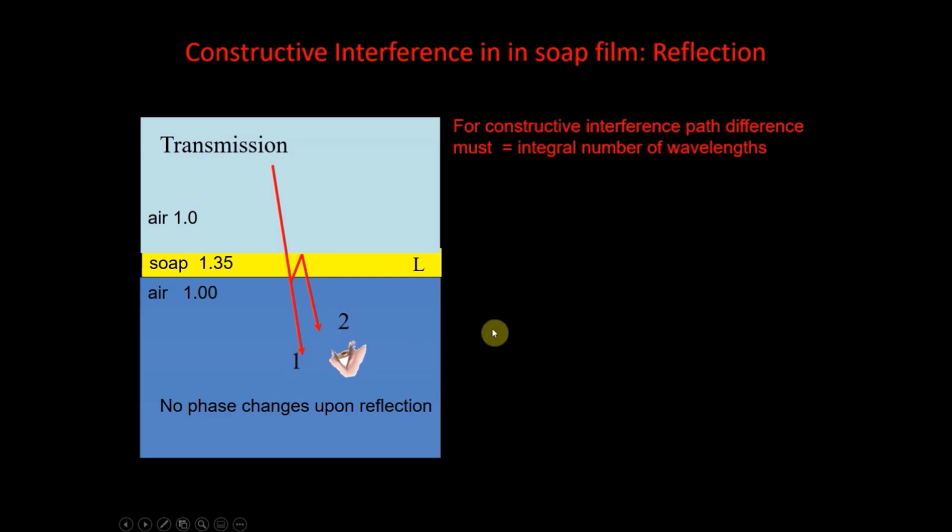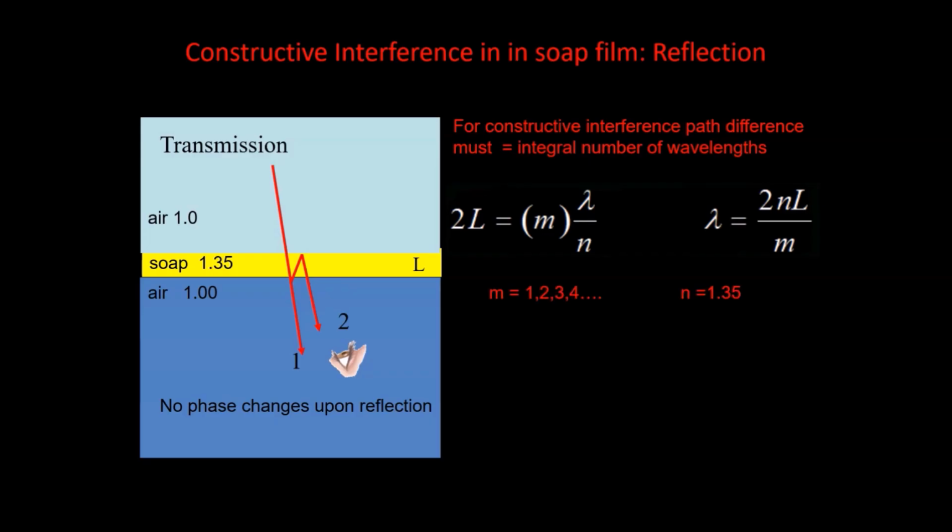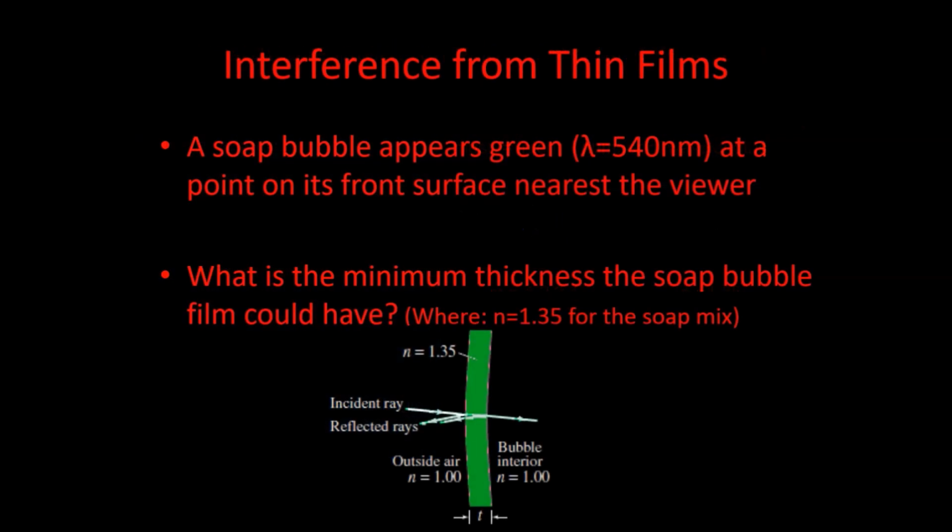So for constructive interference, we have to look at our integral values again. So we can look at 2L being m lambda over n, or the corresponding wavelength of 2nL over m, where m is some integer value for the order and n would be 1.35.